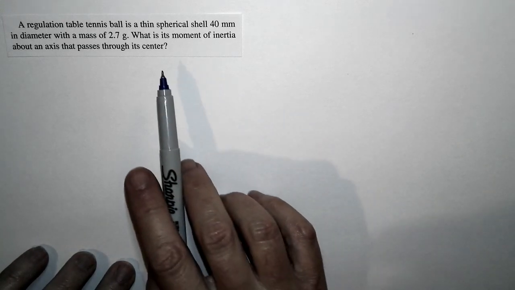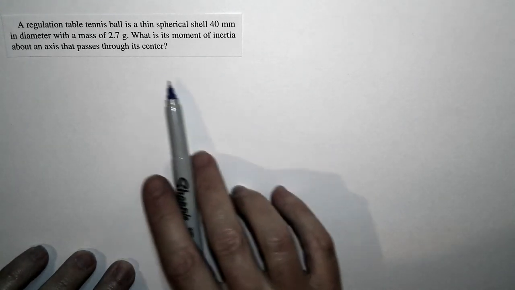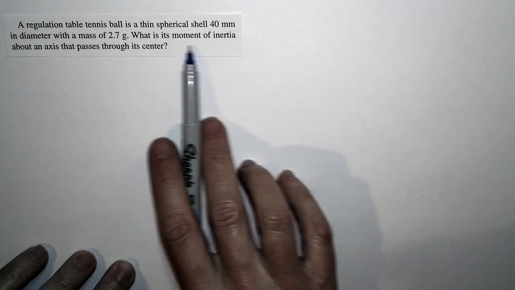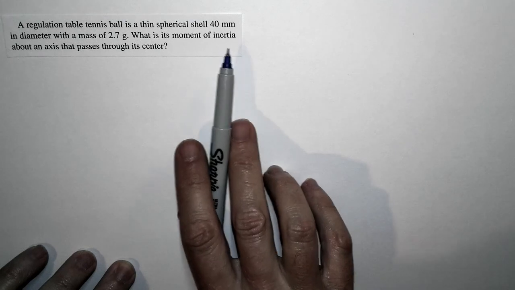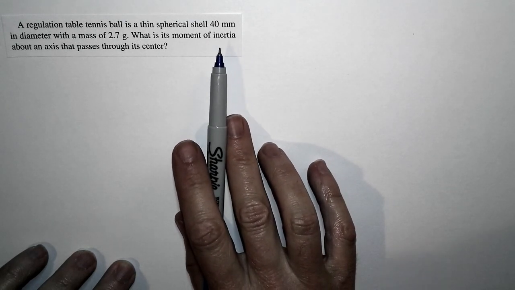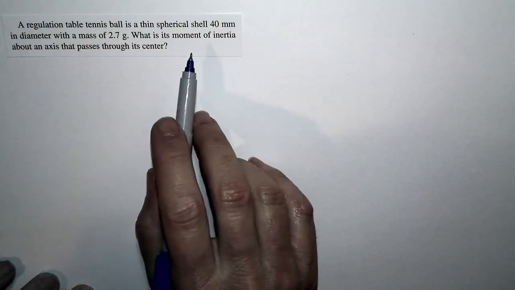When you're playing table tennis, you spin the ball. And when you spin the ball, you're applying a torque to it and causing it to rotate. An important factor in that is the moment of inertia of the ball. In fact, we expect the moment of inertia of the ball to be pretty small. You don't sense a tremendous resistance to rotation when you try to rotate a table tennis ball.